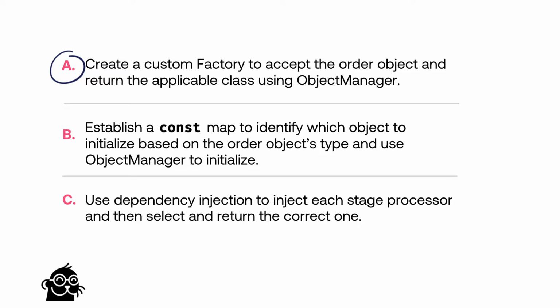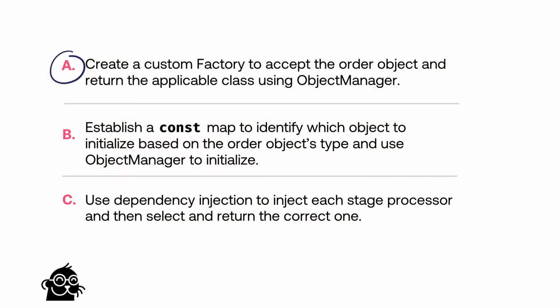C, use dependency injection to inject each stage processor and then select and return the correct one. This is what I would put into the category of a somewhat tricky question, and the semantics of this one are really important. So let's look at each one of these and see why it would be the right answer or the wrong answer. And obviously, you've already seen I have selected A as the correct answer, but let's investigate what's going on here. Create a custom factory to accept the order object and return the applicable class using Object Manager.